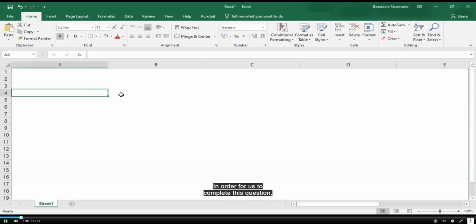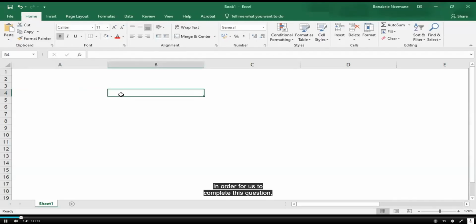So I will share my screen, and from my screen, I want to share a workbook that we're going to use. In order for us to complete this question, we'll use my Microsoft Excel sheet.